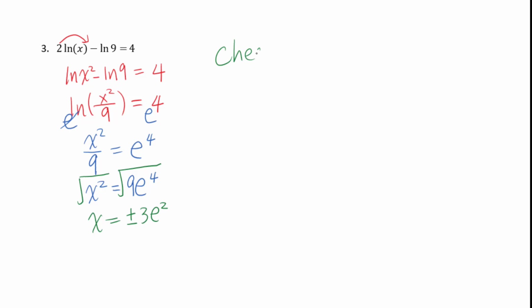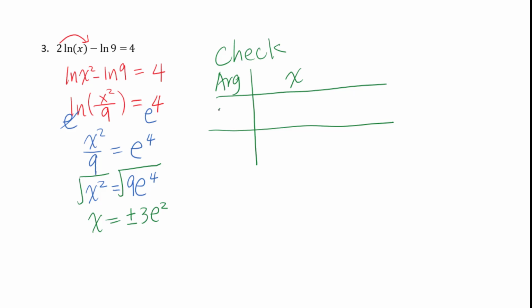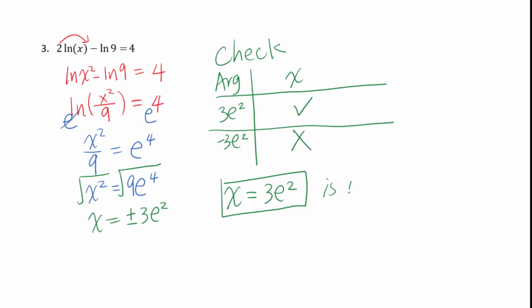Then we need to check the solution. For argument x, we have two solutions to check, 3e squared and negative 3e squared. We plug 3e squared into this x, it's positive. Negative 3e squared into this x is negative, so we put the cross, which means negative 3e squared is not the solution. So x equals 3e squared is the only solution.